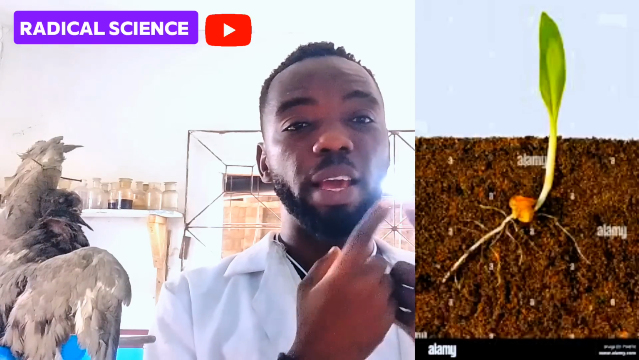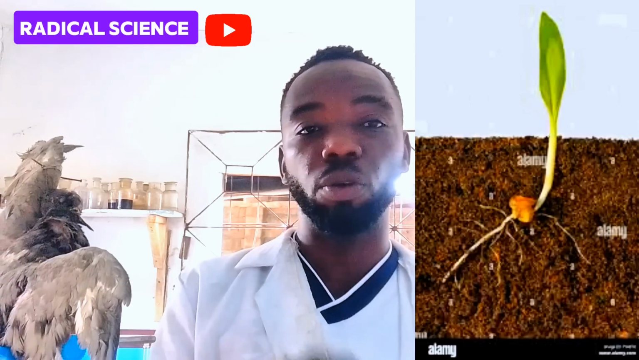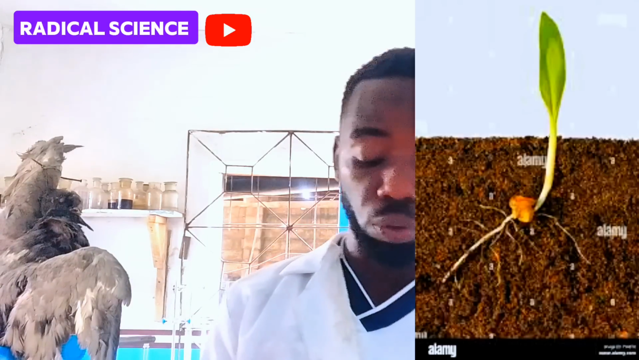That is to say that we have two types of germination, which are epigeal germination and hypogeal germination. Like I said earlier, epigeal raises the cotyledon above the roots, while hypogeal sustains the seed below the roots. So that is by the way.